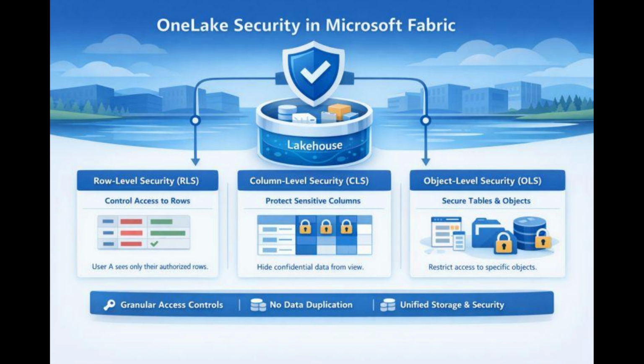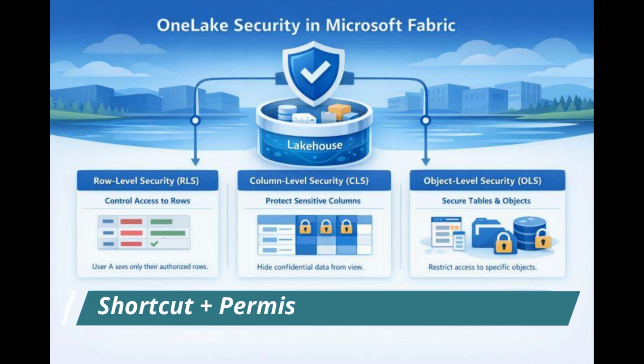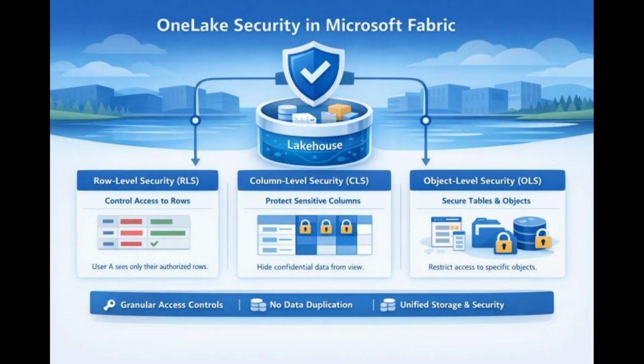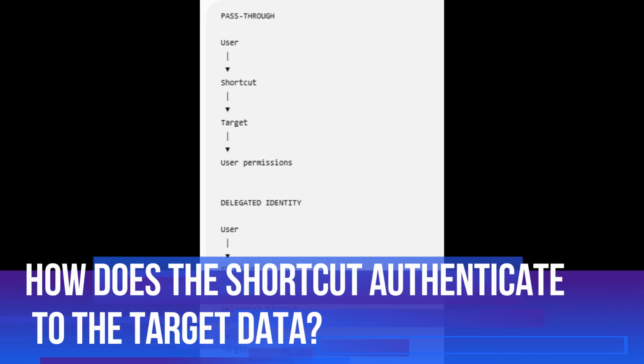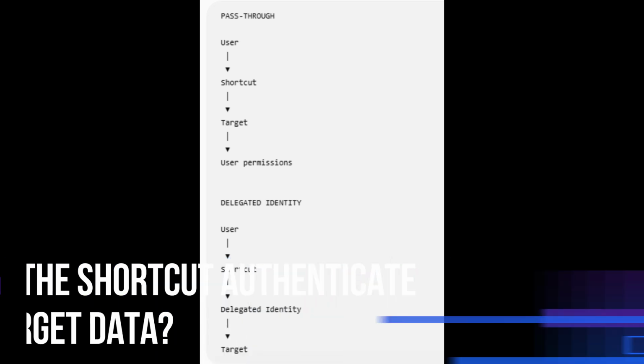You still need to design the appropriate permission and authentication model. So whenever you talk about shortcut in the interview, immediately think shortcut plus permission plus authentication. That's the mental checklist. Now, the next one level deeper question could be pass-through versus delegated identity.